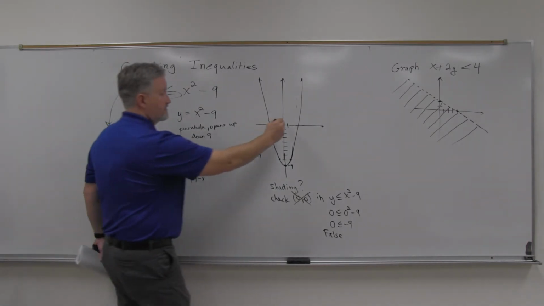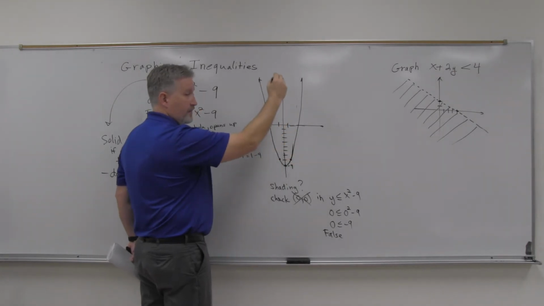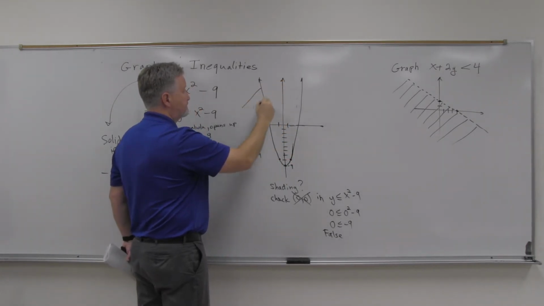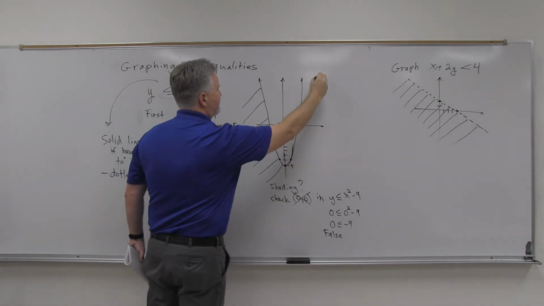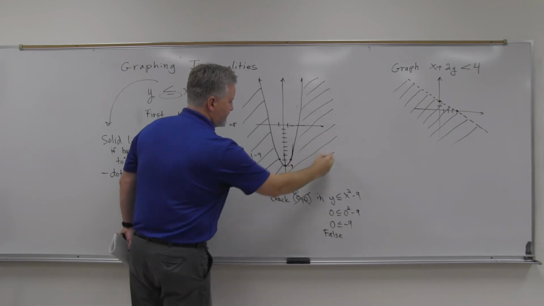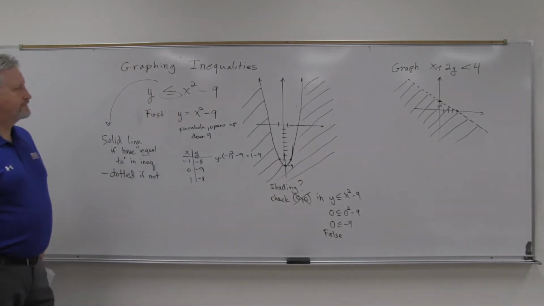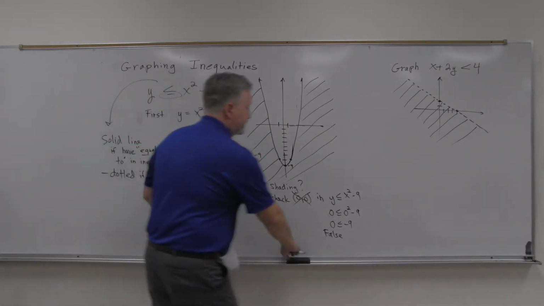So the point 0, 0 is inside the parabola, and so in this case, yeah, we would go to the outside. So yeah, it may not be what you think it is, so that's why you got to check those out. All right, just a couple others here.